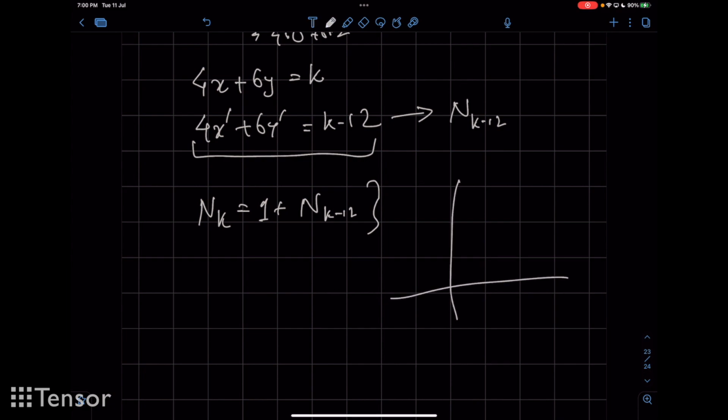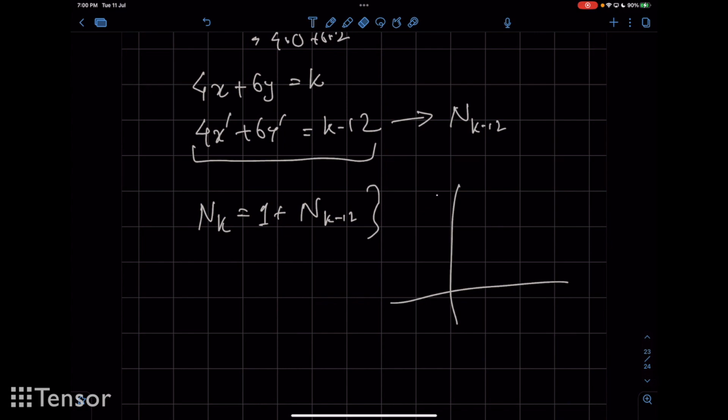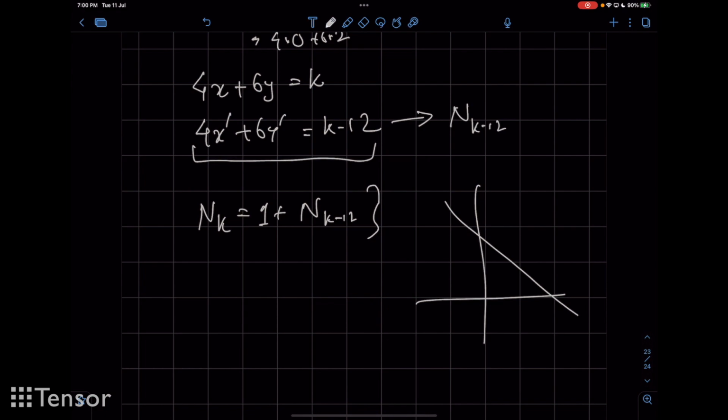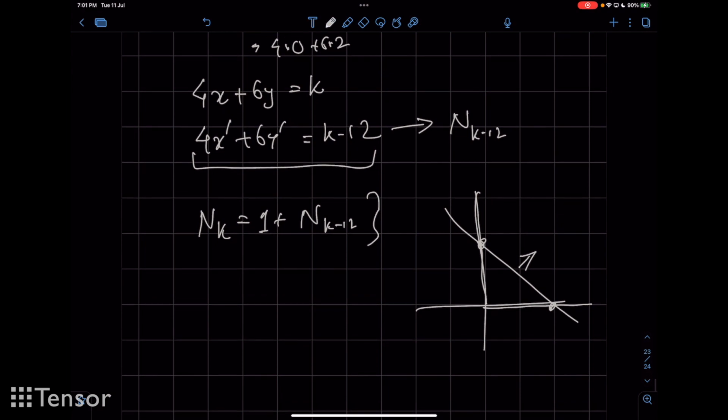Geometrically, it's a line, and x and y are non-negative. We are asking which lattice points of the first quadrant it goes through. It goes through only these two lattice points, so those are the solutions. As we increase the value of k, this line gets shifted, so more and more points. But my claim is that as we increase k by 12, we get only one more solution than the previous one.